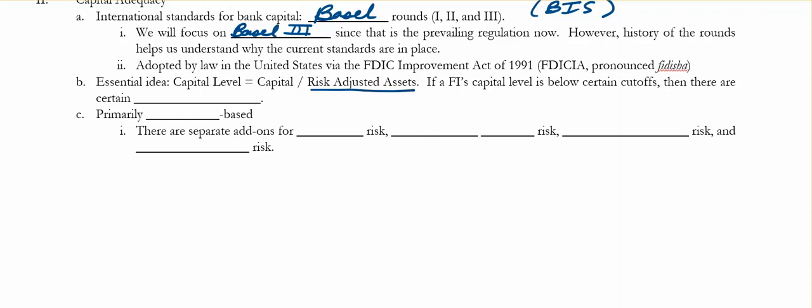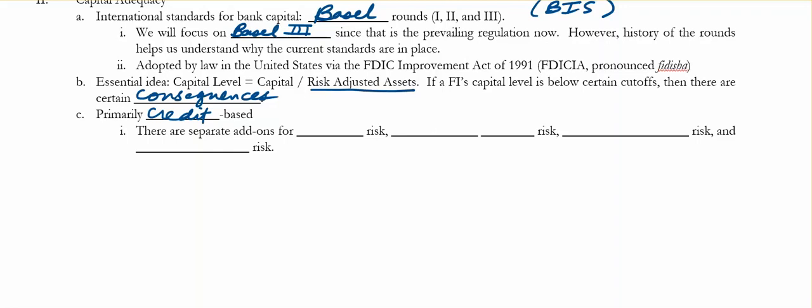Now, if a bank has a capital ratio or capital level below certain cutoffs prescribed by regulation and law, then there will be consequences for the bank, so that it will be in their interest to get their capital level to what's considered adequate. Now, everything we're talking about in this lecture and most of capital adequacy standards are credit-based, where we are adjusting assets for credit risk.